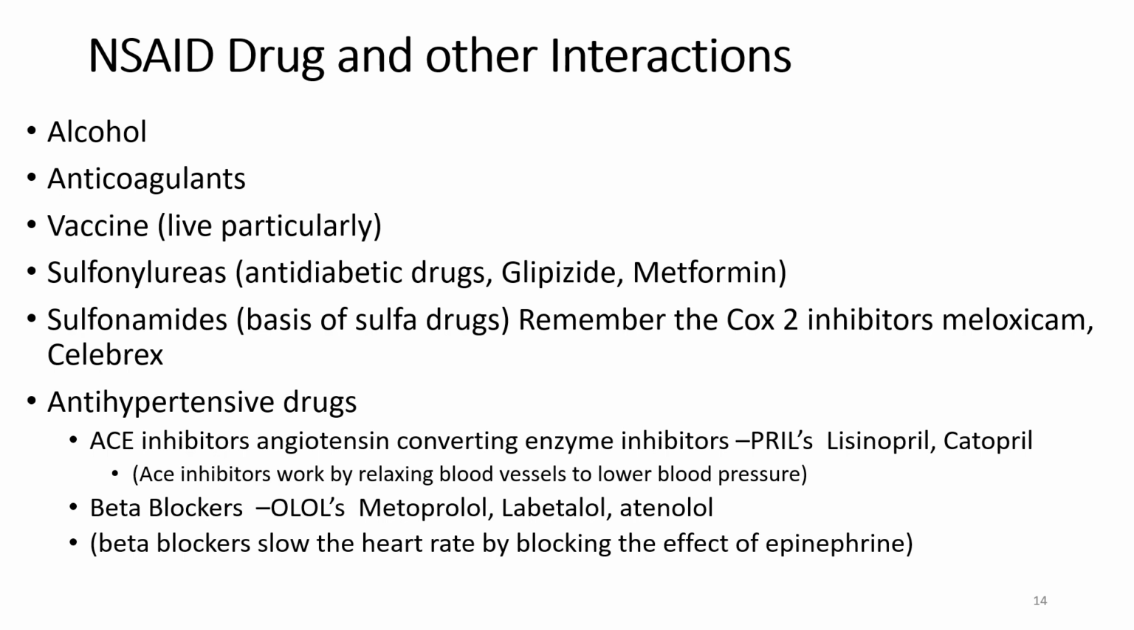So your ACE inhibitors, those are your angiotensin converting enzyme inhibitors, okay. So these are your prils. This is your lisinopril, your captopril, those type of things. So ACE inhibitors work by relaxing those blood vessels to lower that blood pressure. Okay, so if we are inhibiting an inhibitor, then we're not lowering that blood pressure.